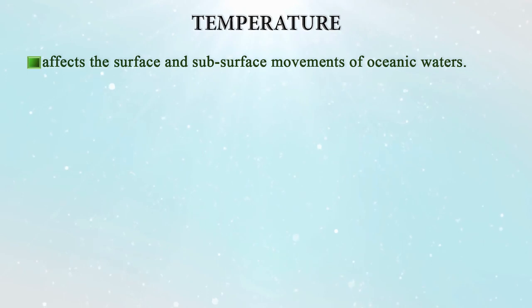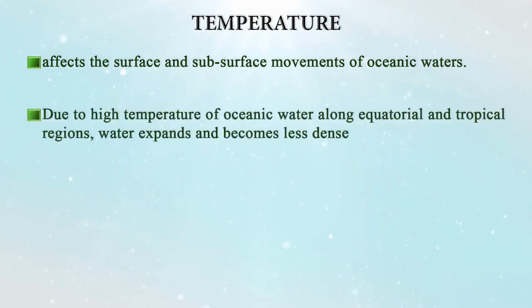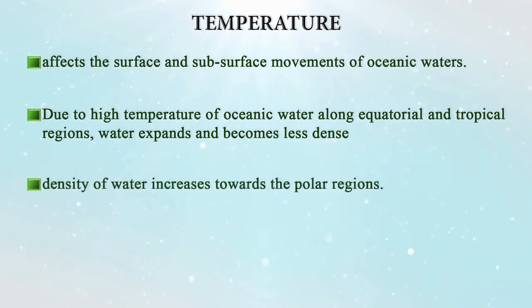Now, how does temperature affect the movement of ocean currents? Both surface and subsurface movement of ocean currents are affected by temperature. Due to high temperature, water expands. Since water expands, it becomes less dense. So, the density of water changes in this way, and you see the temperature decreases towards the polar region, so the density of water increases towards the polar areas.